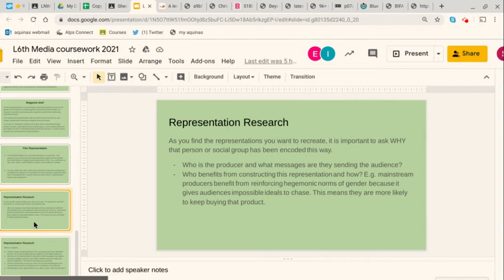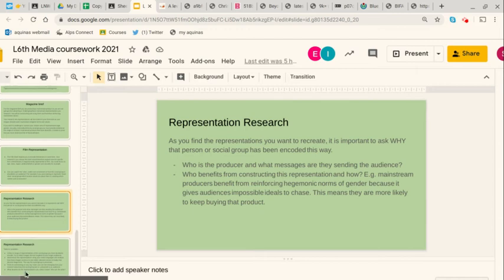For example, mainstream producers such as Condé Nast benefit from reinforcing those hegemonic or mainstream norms of gender because it gives audiences those impossible ideals to chase. This then means that they are more likely to keep on buying that product as they believe that repeat purchases of a particular product, whether it's a magazine, whether it's a hair care product, whether it's a brand of clothing, will bring them closer to that particular person. Okay, so whether it's Kylie lip kits or whether it's a particular sports brand or a particular leisure wear brand or a particular designer brand, say Balenciaga, Valentino, Gucci, all of that, we do it because we feel like it brings us closer to the stars that we emulate.